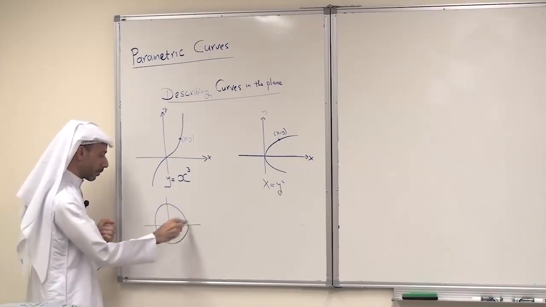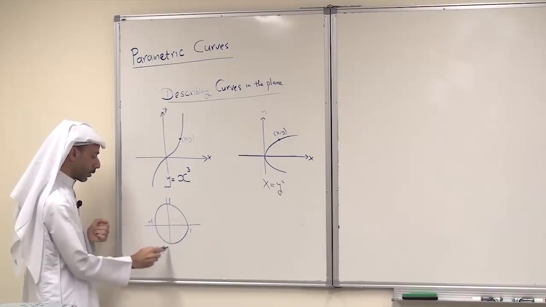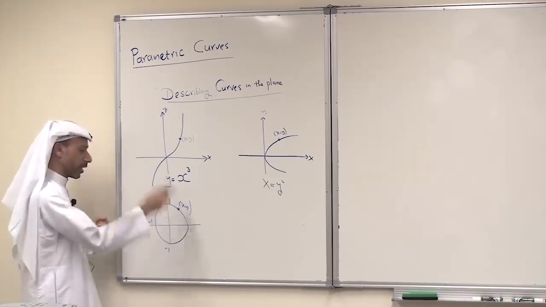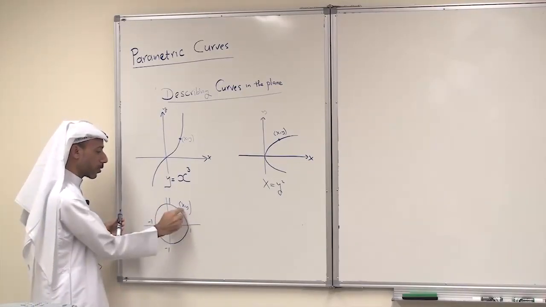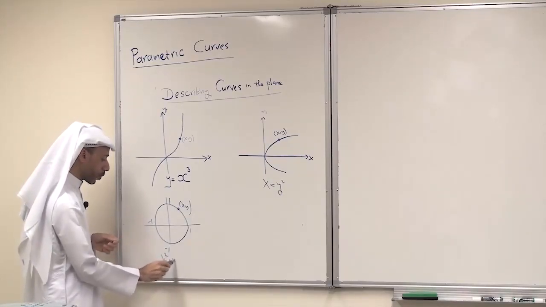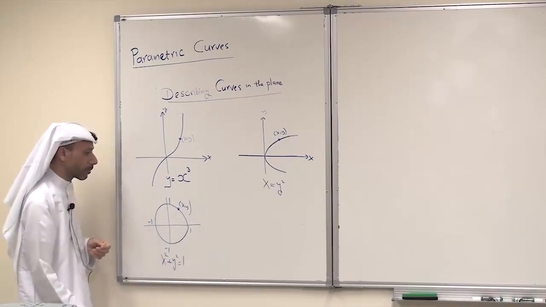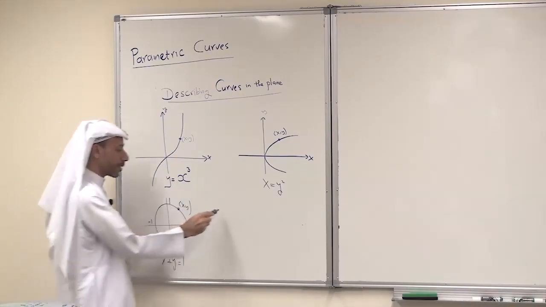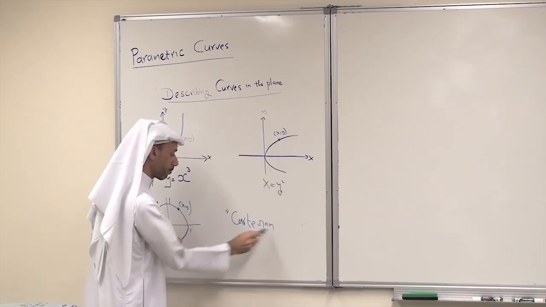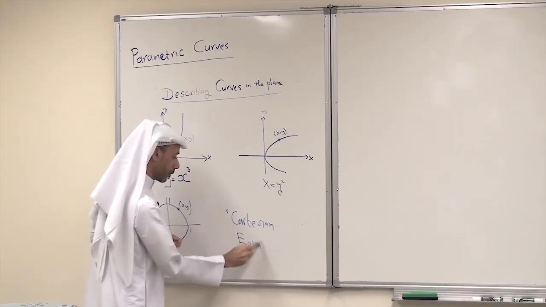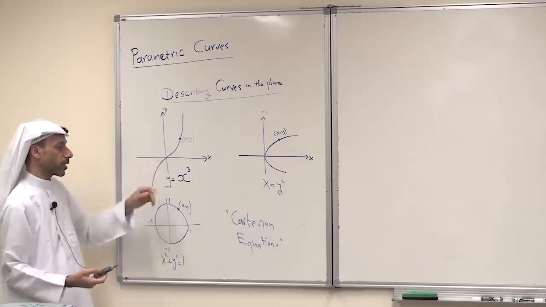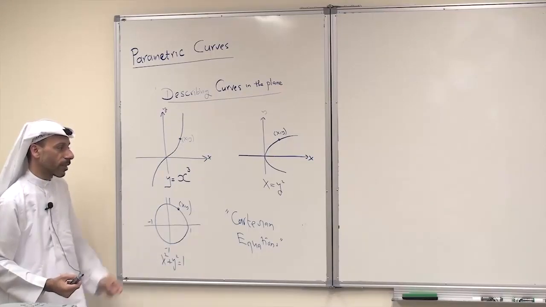the unit circle, take an arbitrary point x and y. We can describe this curve by an equation relating the x and y coordinates. In this case, we have this equation, x squared plus y squared equals 1. These equations are called Cartesian equations. And in fact, we always describe curves using Cartesian equations.